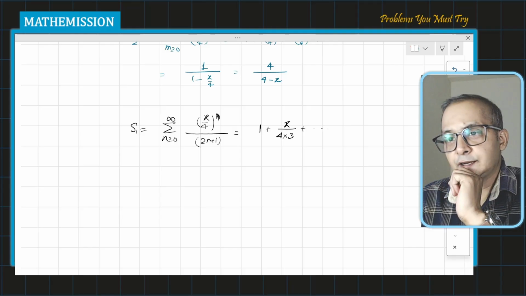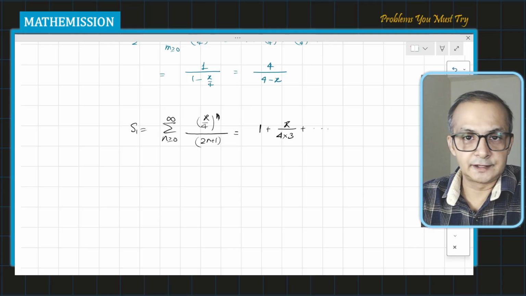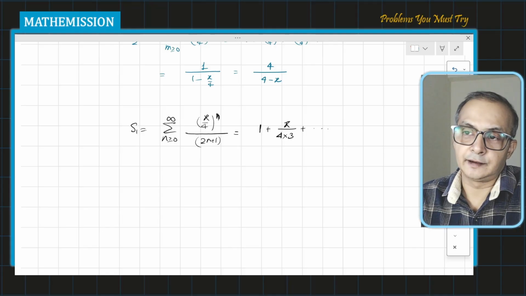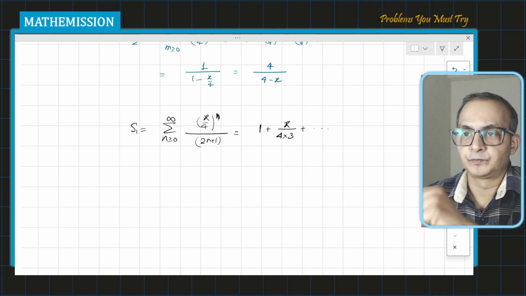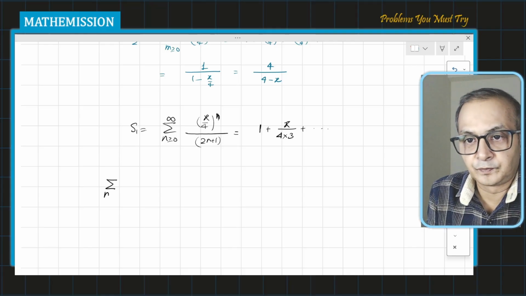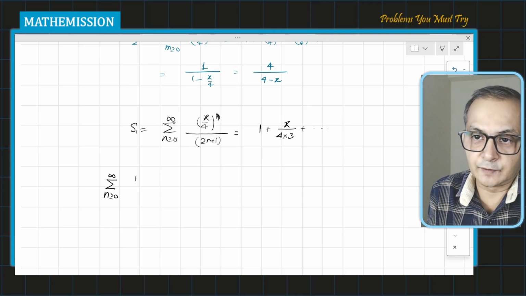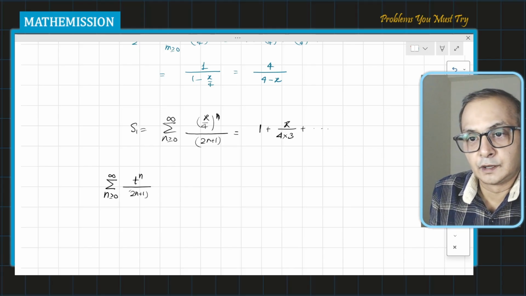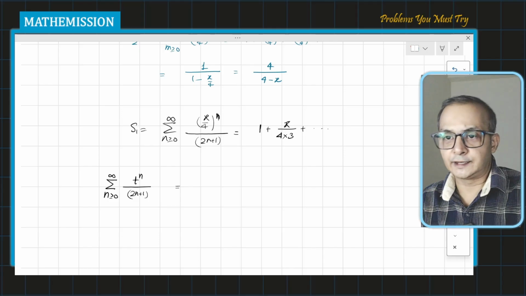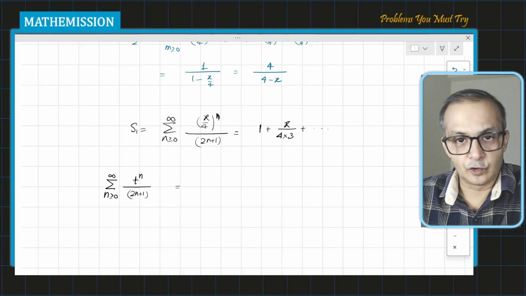But notice that if I suppose x by 4 is a place value of something, we can think a little bit wiser, and in the correct direction. So for that, I'm thinking of the situation where I have summation n goes from 0 to infinity, and let's say x by 4 is not x by 4, I'm taking t to the power n divided by 2n plus 1. Now if I get this expansion, then in place of t I can substitute x by 4, and of course we can get the answer.